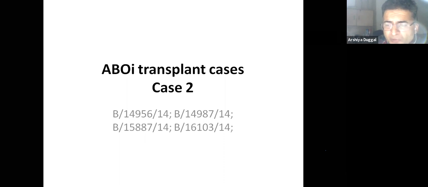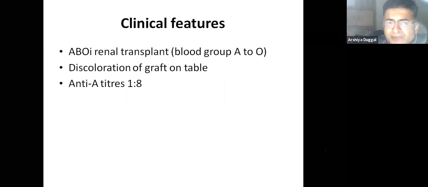So I'll show you one more case. In this case, this was an ABO-incompatible renal transplant, blood group A to O. There was discoloration of the graft on the table, and anti-A titers were 1:8.